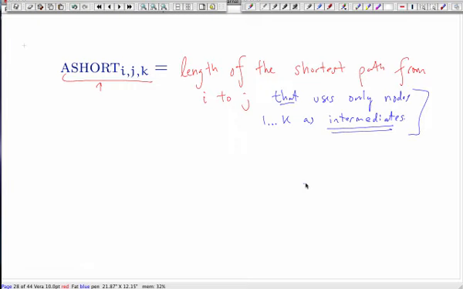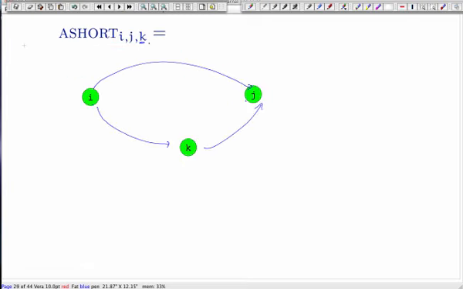Questions? The point is that when we define it this way, A short ijk is only going to have 2 possibilities. The best way to get from I to j using the first k nodes as intermediates is either going to be A short ijk minus 1, i.e. you get there using the first k minus 1 intermediate nodes, or you use k. What should go here, from I to k? I, comma, k, comma, k minus 1. So you can get from I to k using the first k minus 1 intermediate nodes, and then you can get from k to j using the first k minus 1 nodes.